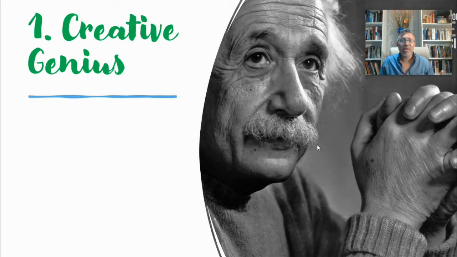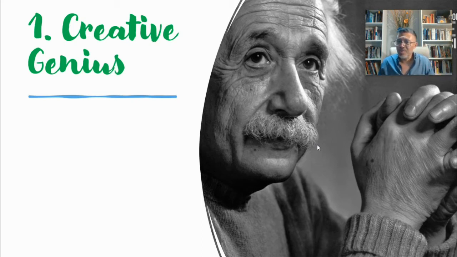So for a lot of people, they say the creative process is about being born as a creative genius, right? It's not something you do, it's something that you are. So they'll point to people like Einstein and say, well, there's no way I can be like that, right? He was just born with this natural gift. The creative process is really about being born a creative genius.